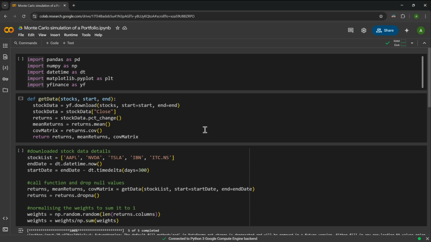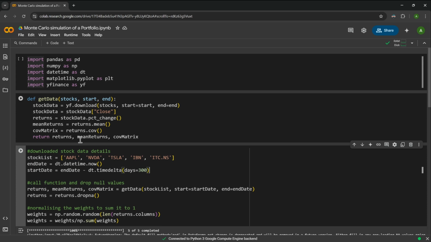So let me start by explaining the code that I've written here. So here we just import some basic libraries. And what we're going to do is simulate the possible returns of a portfolio of these five stocks. So I've taken Apple, Nvidia, Tesla, IBM, and ITC. We are going to download the data of all of these five stocks over the last 300 days, so we just take the last 300 days before today, which is 10/3/25.